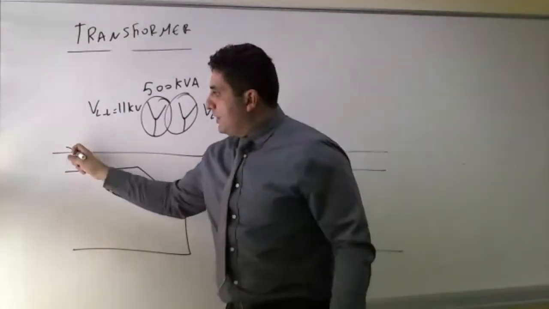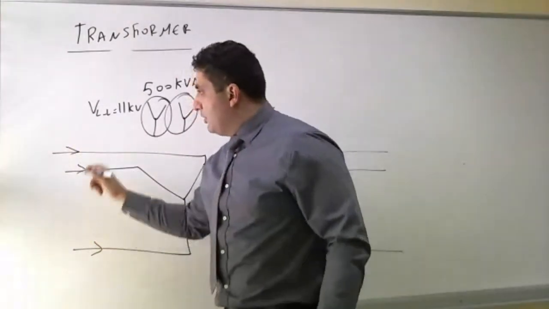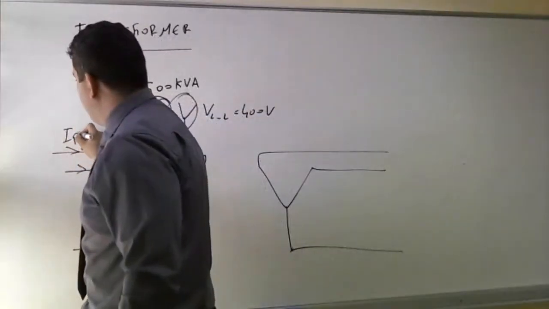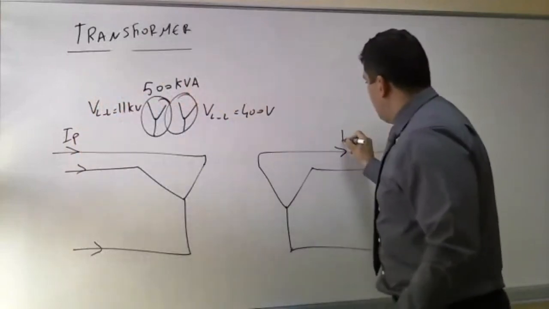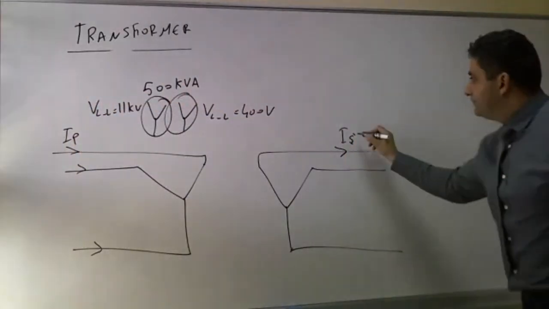This is my 3 input. This is my input current. This is my I primary or I high. This is I primary current, and this will be my secondary current.